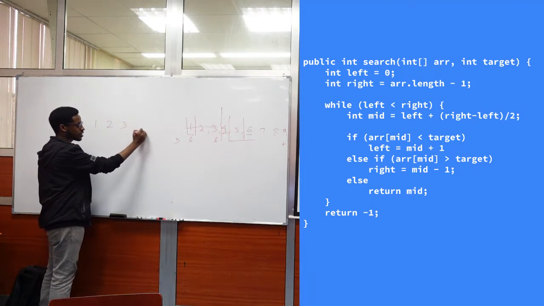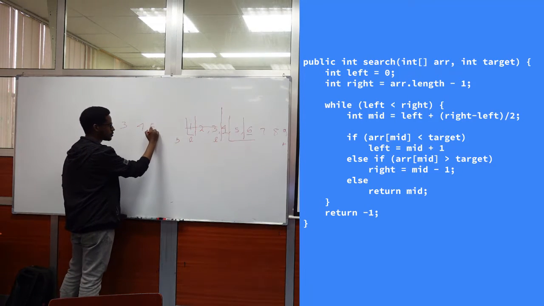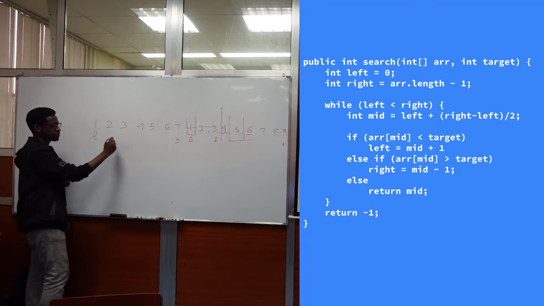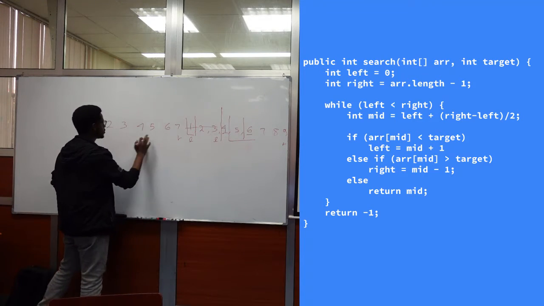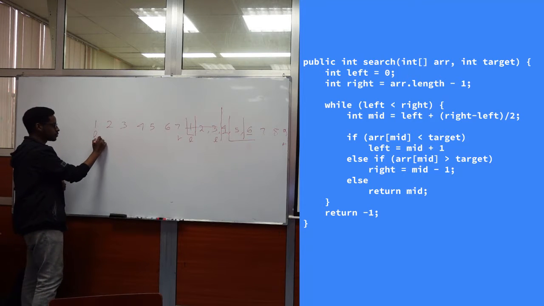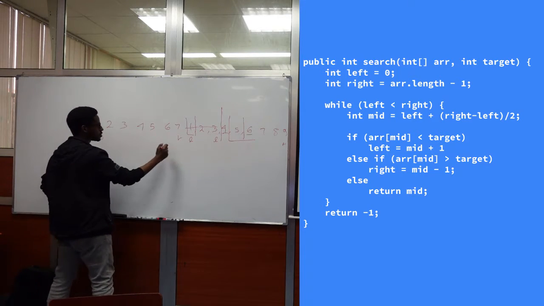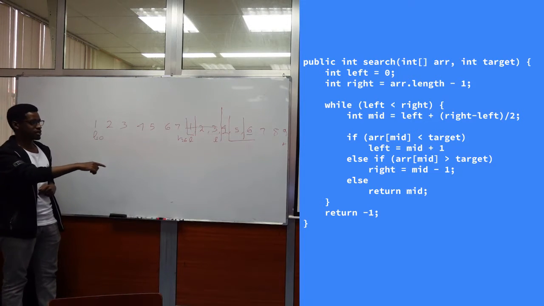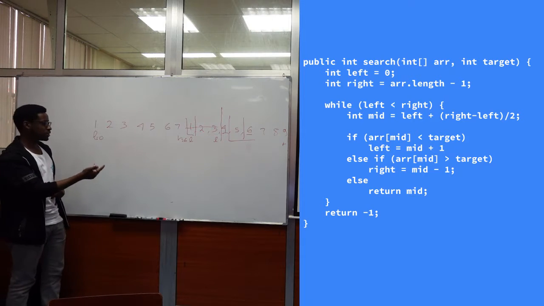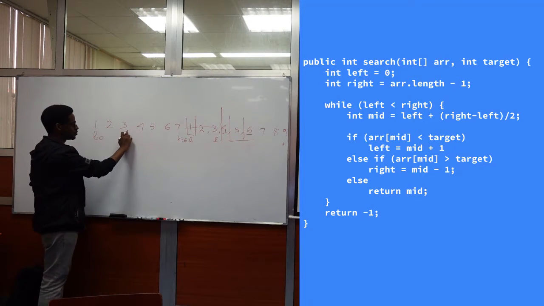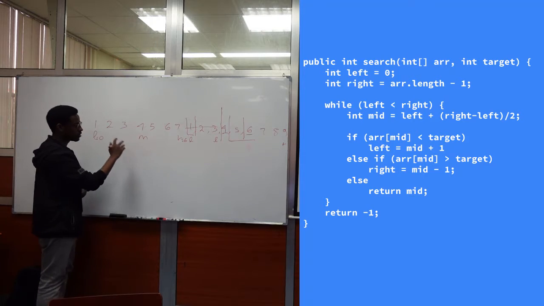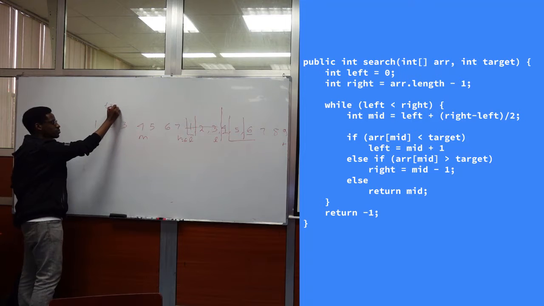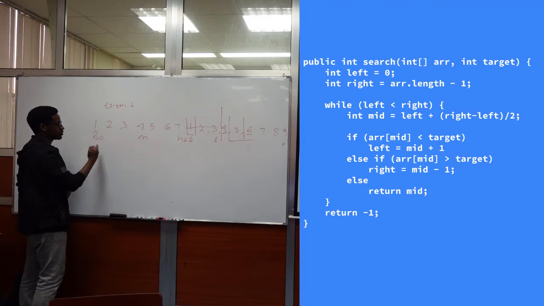If you're given an array from 1 up to 7, first our left would be here, right? Our left would be 0 and our right would be 6. Then at one pass, it would be 0 plus 6 over 2, using that formula. So 0, 1, 2, 3, our middle would be here. At first pass, it's all good. The target would be, let's say, 1.